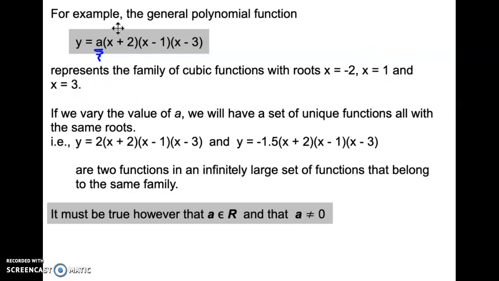If we wanted to find a specific member of this family, we can just plug in a number for a. Down here you'll see we plugged in a 2 and we plugged in a -1.5. Both of those are members of the same family because they share those x-intercepts in common. These are just two members, but there are actually infinitely many members because there are infinite options for the a value. One little note: a cannot equal 0, but it can be any other real number.